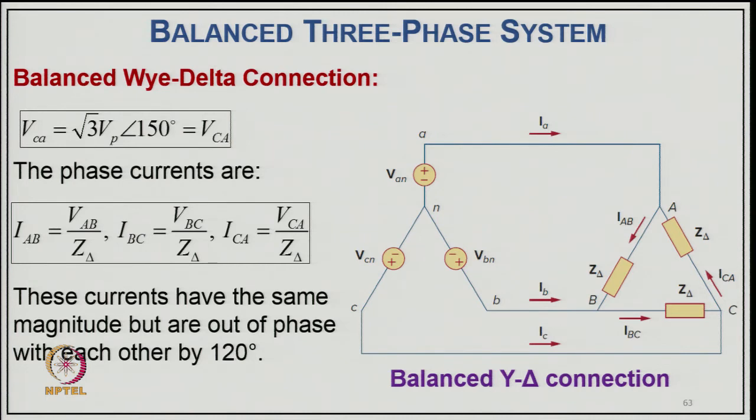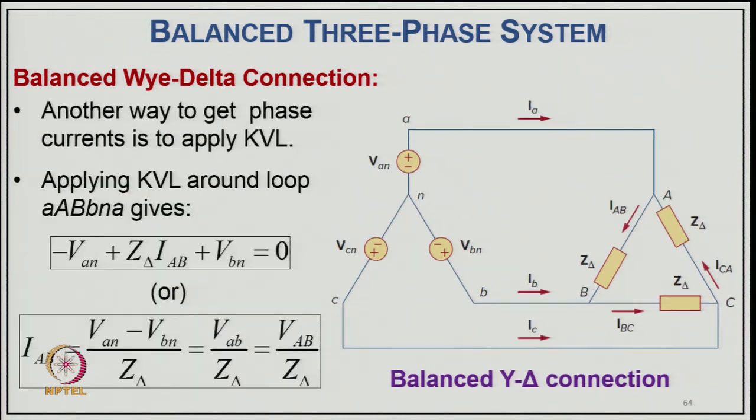Now, the phase currents in the load are Iab, that is the current in this load, Vab upon Z delta, Ibc is this current, Vbc upon Z delta, and Ica is Vca upon Z delta. These currents have the same magnitude, but they are out of phase with each other by 120 degrees, and they are the phase currents in the delta-connected load.